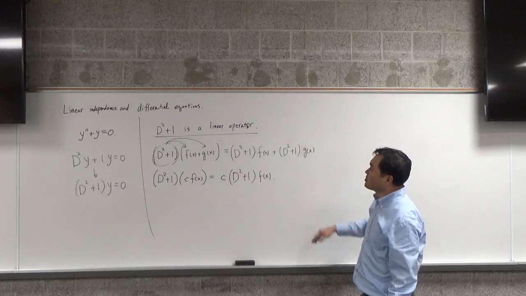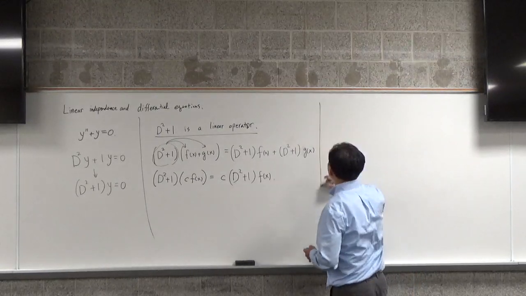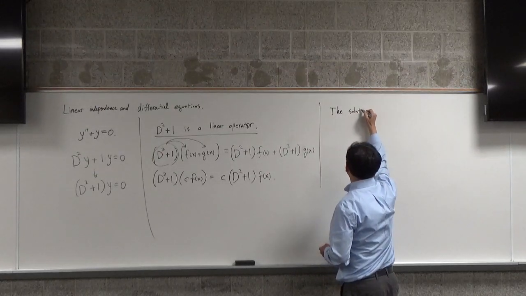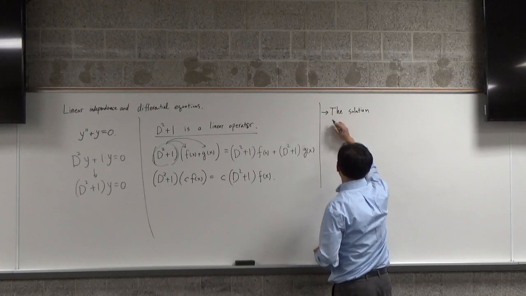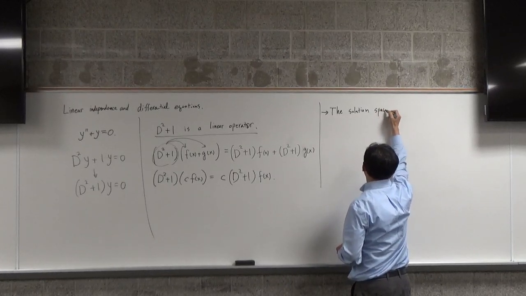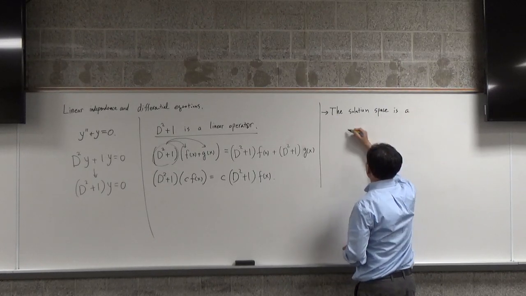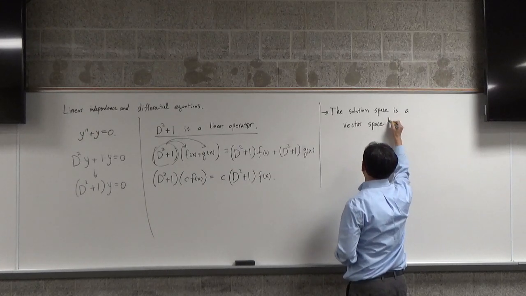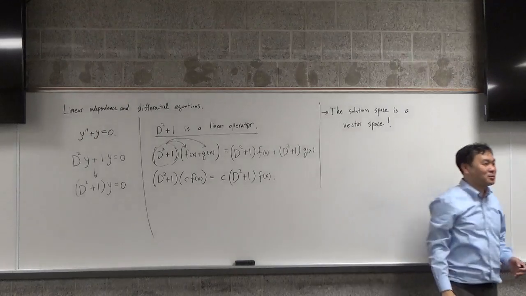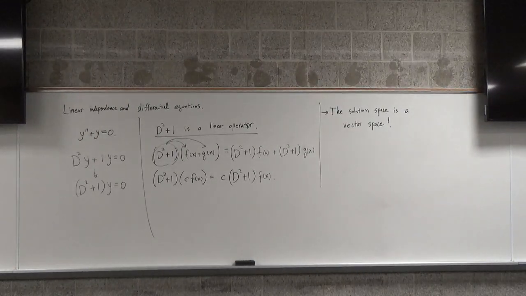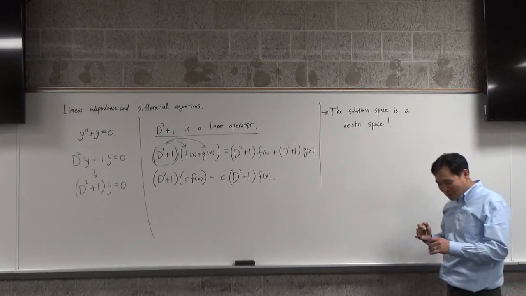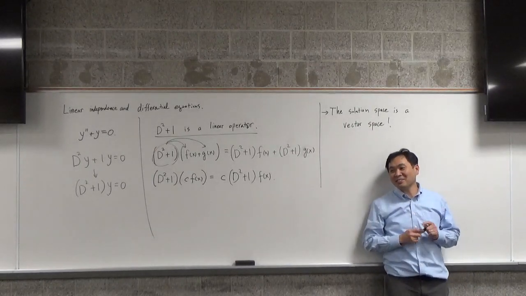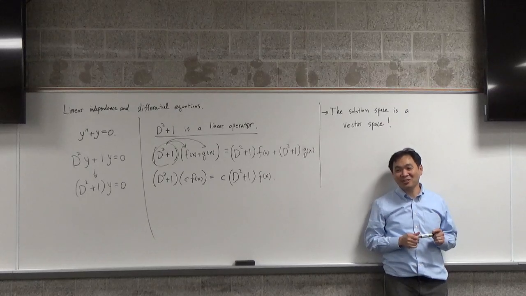So what this implies is that the solution space is a vector space. Ooh, okay. What's a vector space again? What's the abstract vector space? There are 8 conditions, right?